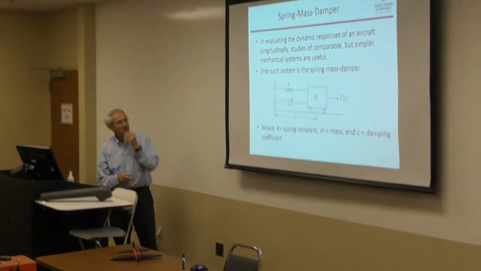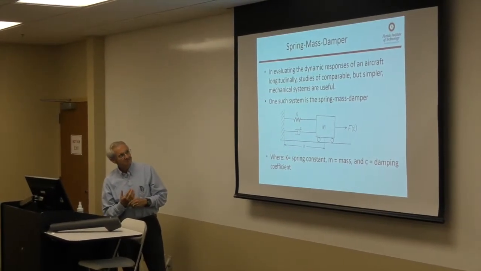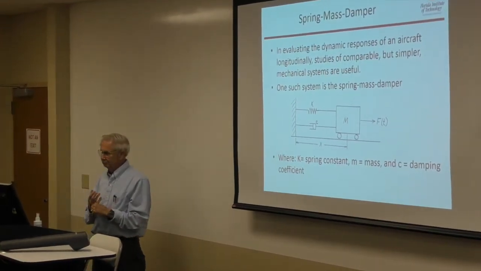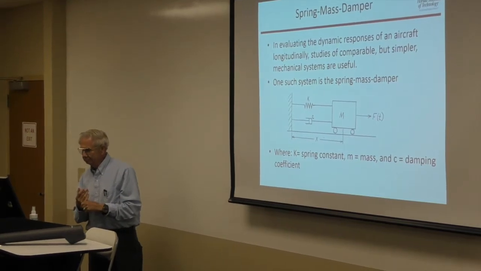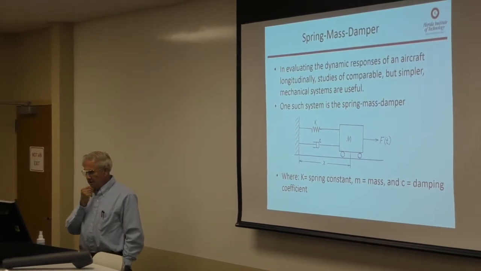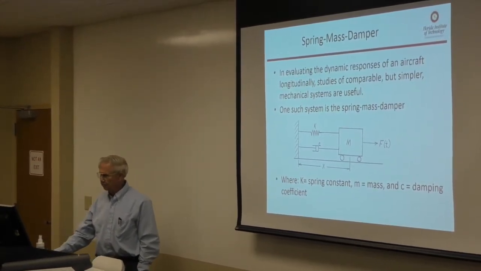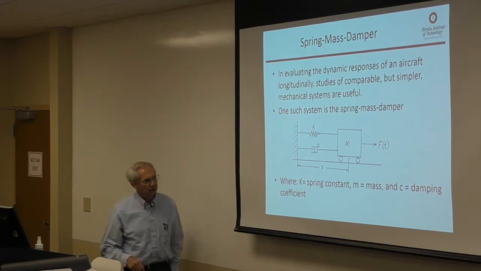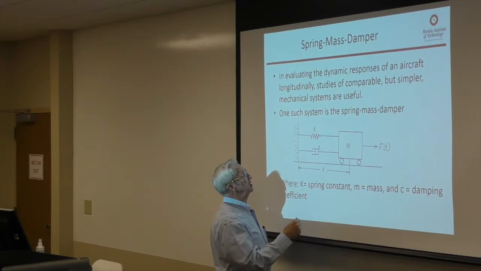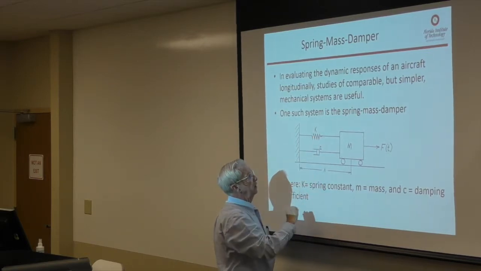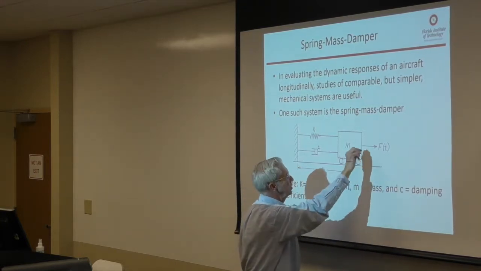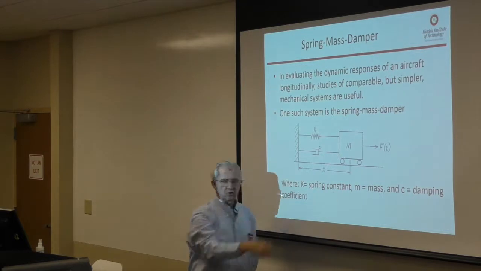When we look at dynamics, particularly the longitudinal stuff, looking at simpler mechanical systems is useful. And of course, one such system is the spring mass damper, which I have drawn here. We have some mass, and we'll assume the wheels don't have any friction. We know that's not true. We've got the spring here, and this is the damper. And we exert some force on this, and it's going to sit there and oscillate.